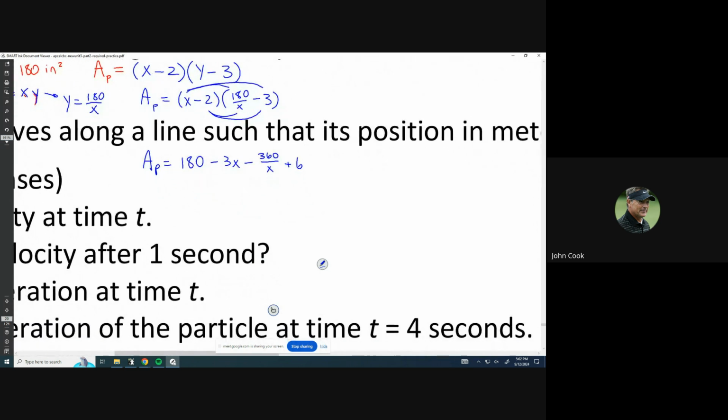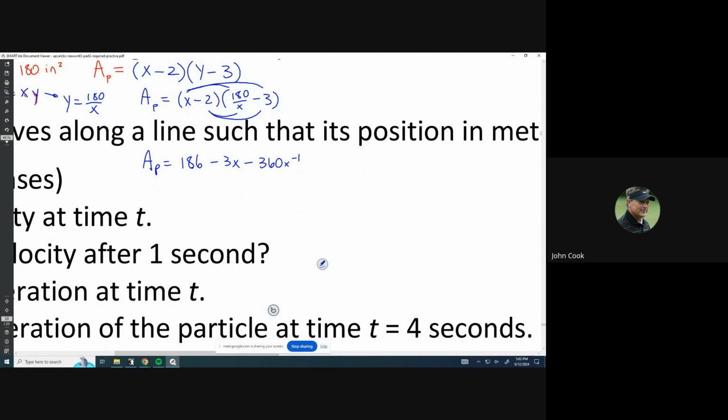All right, let's combine like terms. 180 plus 6 is 186. There we go. And then I'm going to rewrite that negative 360 over x as 360 times x to the negative first. Now it's just power rule. This stuff's going to be pretty easy.